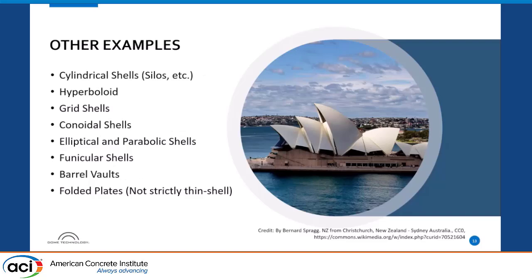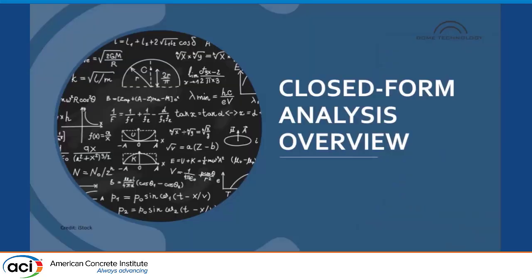So some of the other ones, like I said, I mentioned in here, cylindrical shells, hyperboloids, grid shells, conoidal shells, elliptical and parabolic shells, funicular shells, barrel vaults, folded plates. Like Chris mentioned, there's quite a bit in ACI 334 that groups all of these shells, and there's some differences to think about when we analyze each of them. So just a real quick overview of closed form shells.